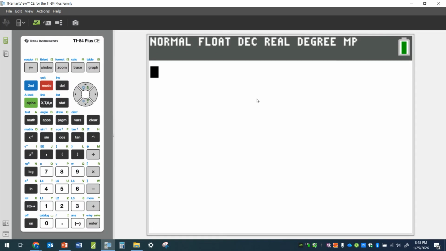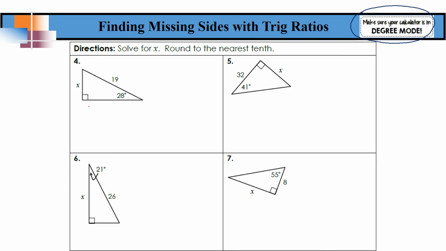Okay, let's look back at the example. In the directions it says solve for x, round to the nearest tenth. And you'll notice that we cannot use Pythagorean theorem on any of these because we only know one side. We also can't use any of our knowledge of special right triangles because you'll notice none of these are 45, 45, 90, and none of these are 30, 60, 90. So we're going to have to learn something new.